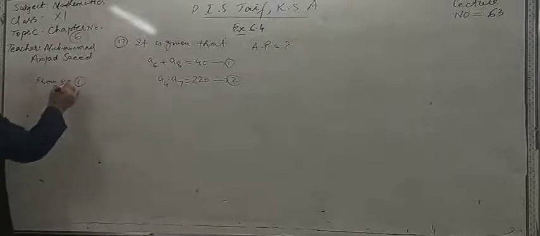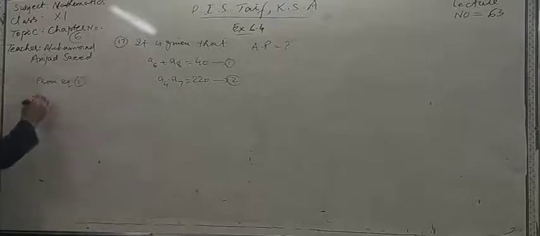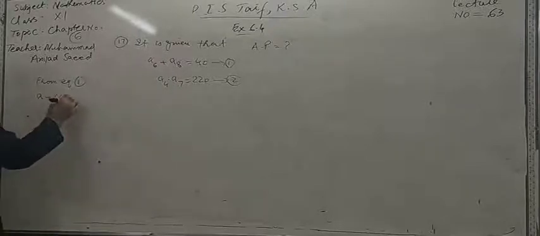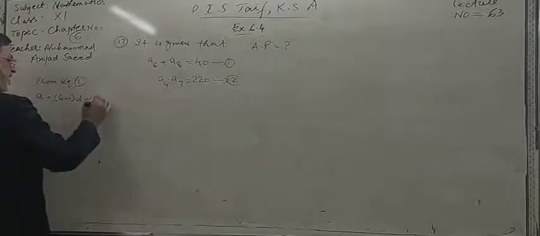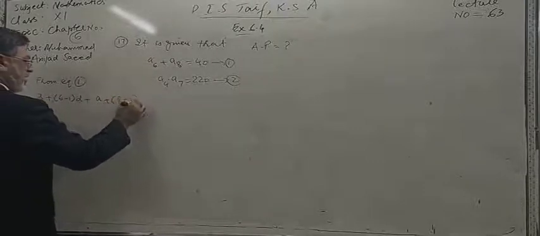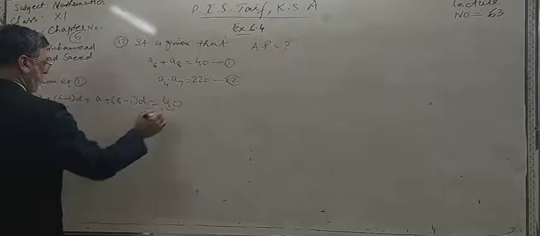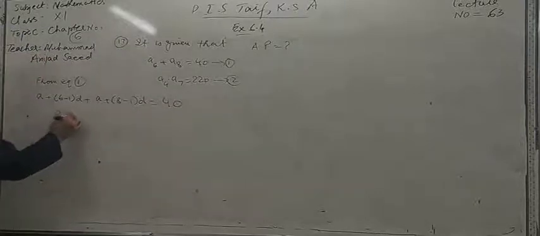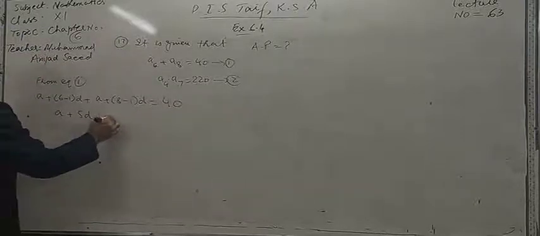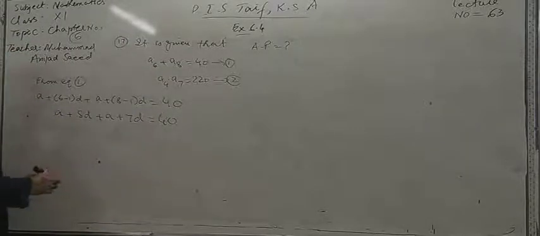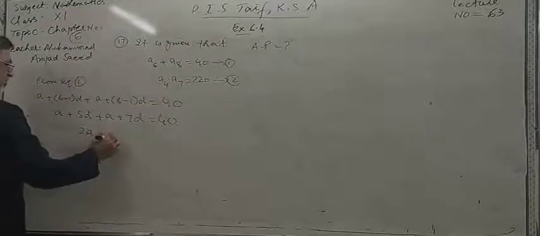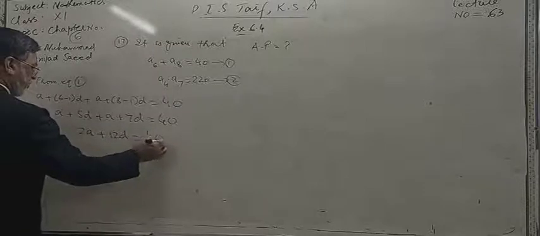From equation 1, A6 can be written as a plus 6 minus 1 into d. A8 can be written as a plus 8 minus 1 into d, that is 40. So a plus 5d, plus a plus 7d is equal to 40. Here 2a plus 12d is equal to 40.